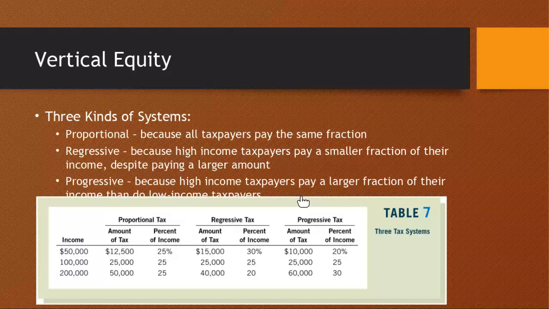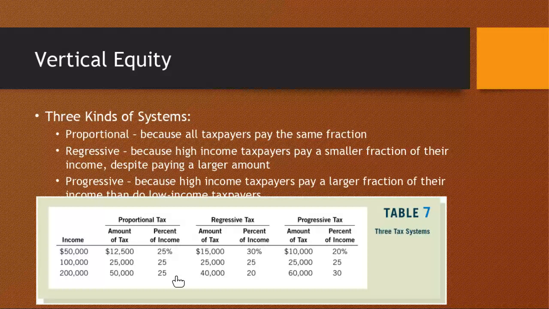Now, just to give a breakdown of this, let's consider these three tax systems when someone makes $50,000, $100,000, and $200,000. In a proportional tax, each of the individuals would pay 25%, so $12,500 for the person that makes $50,000, $25,000 for an individual that makes $100,000, and then $50,000 for someone that makes $200,000.